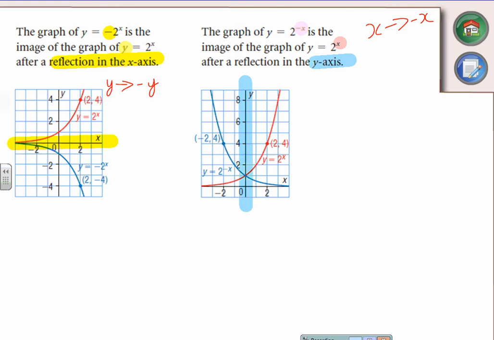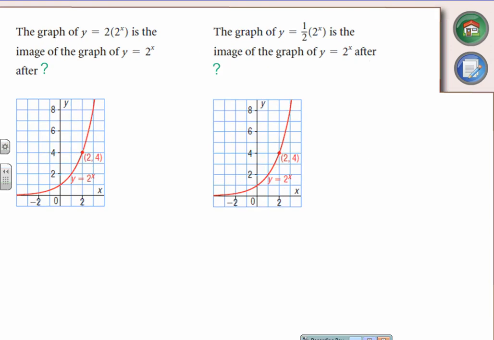And this brings us to what we just were looking at. We've got y equals 2 to the x, and we've got y equals 2 to the negative x. A negative exponent is the same thing as saying, hey, reciprocate the base and make it a positive. So 2 is the base, 1/2 to the x. So y equals 1/2 to the x is a reflection about the y-axis from y equals 2 to the x.